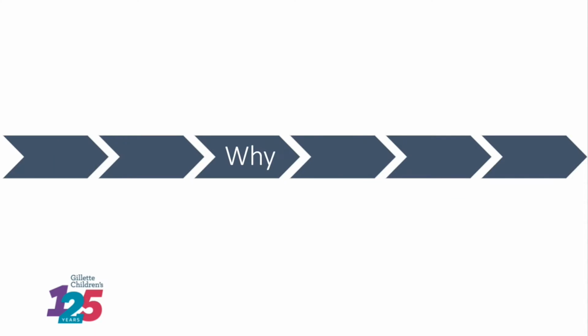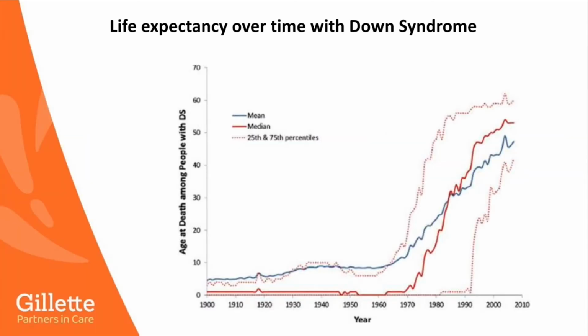So why? If we look at why this has become a problem, it's because pediatricians are doing a great job of keeping patients alive. So this is looking at life expectancy over time for folks with Down syndrome. As recently as the 80s, the median survival for Down syndrome was 10 years old. Now, if we look up, it's up into the 50s. So we've created this robust explosion of life expectancy in many diagnoses.